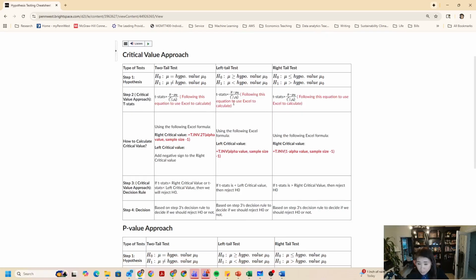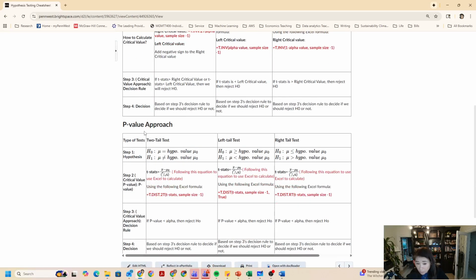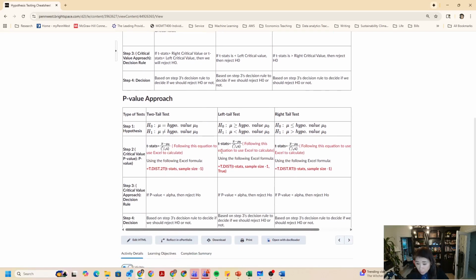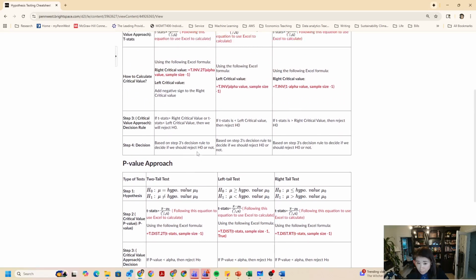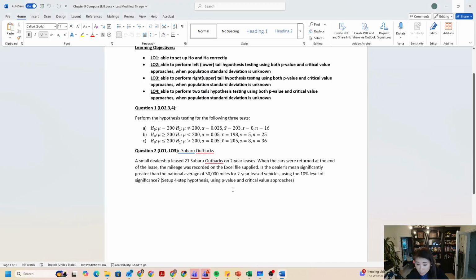Here I'm already laying out the formula you need to use if you want to use a critical value approach, and also the Excel formula you should use. If you want to use a p-value approach, it shows what you need to do. It also allows you to set up the hypothesis. If you know you are testing two-tail, left tail or right tail, you will know what kind of hypothesis it should look like. As we walk through this example, I definitely want to show you how you can leverage that cheat sheet to finish this problem.